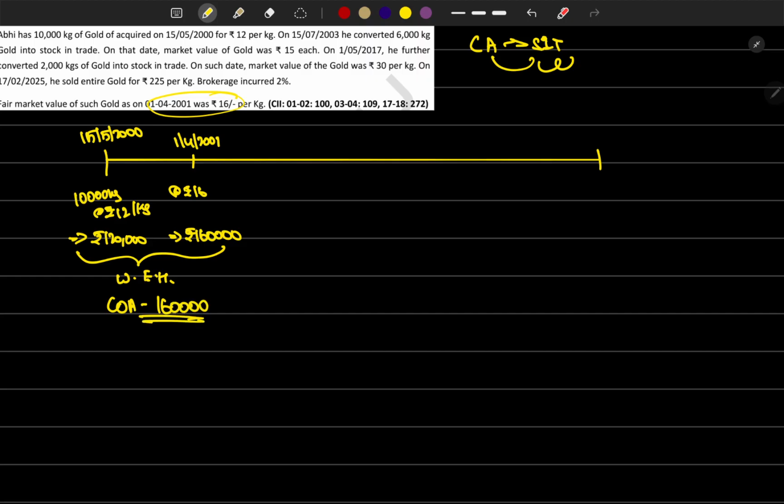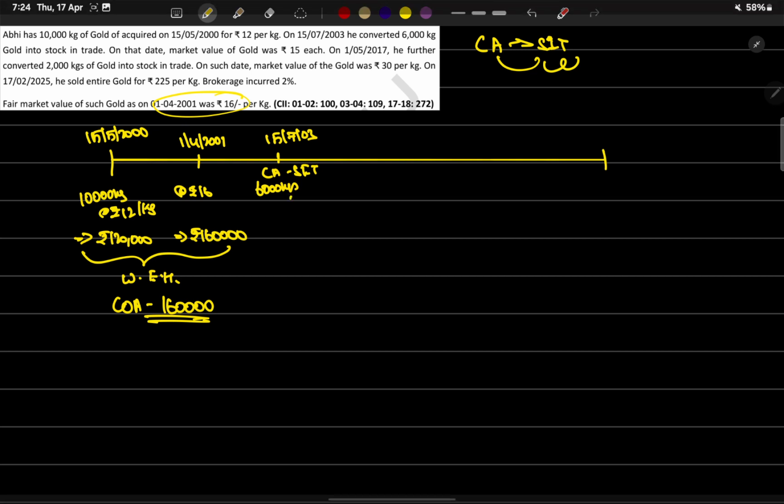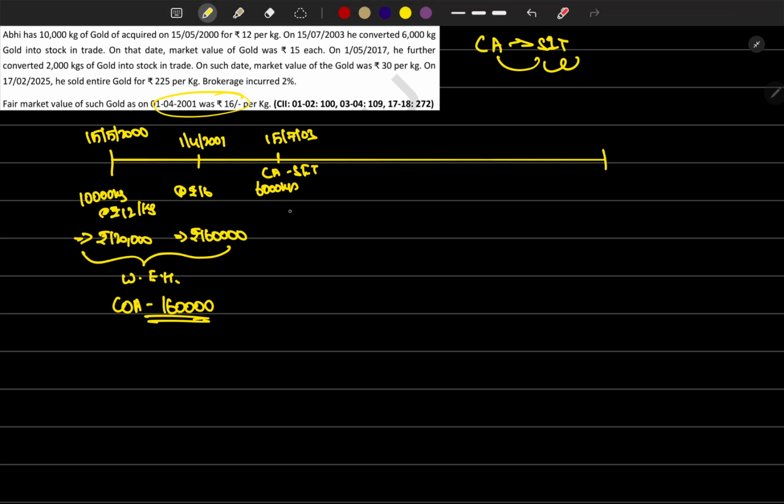What else information is given? On 15/7/2003, he converted 6,000 kgs of gold into stock in trade at fair market value. The fair market value at that date is rupees 15. So 6,000 into 15, which is 90,000 rupees. 90,000 rupees is the fair market value at that time.